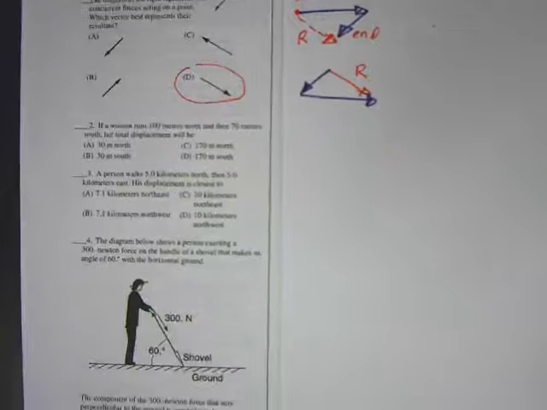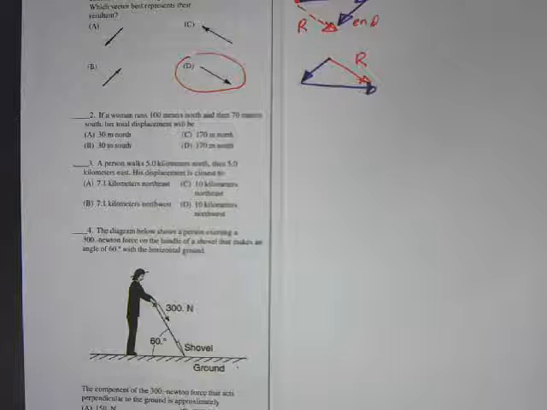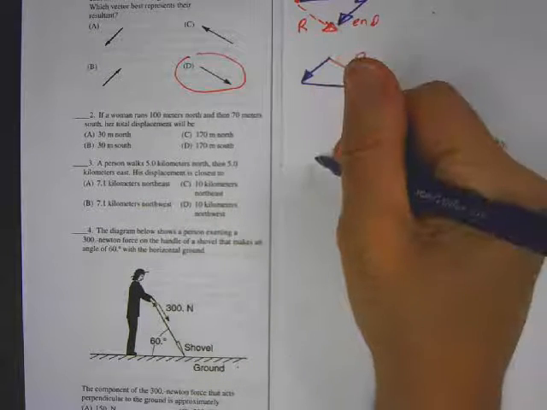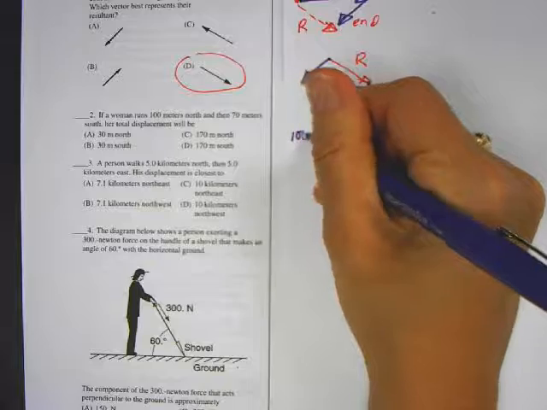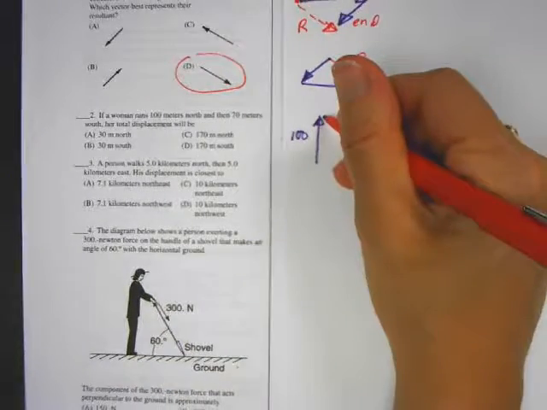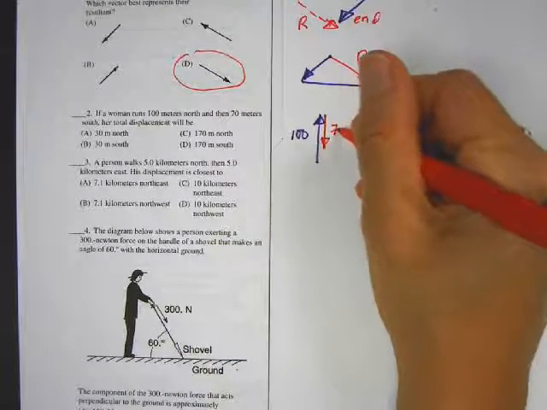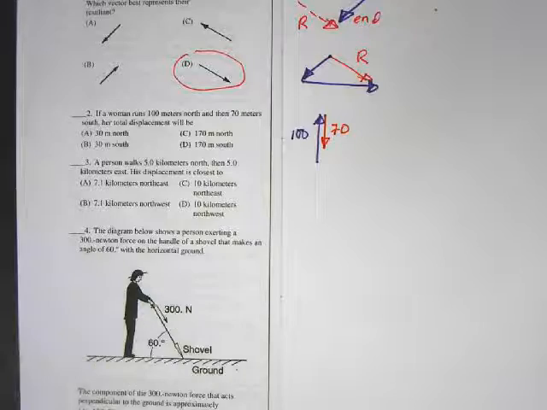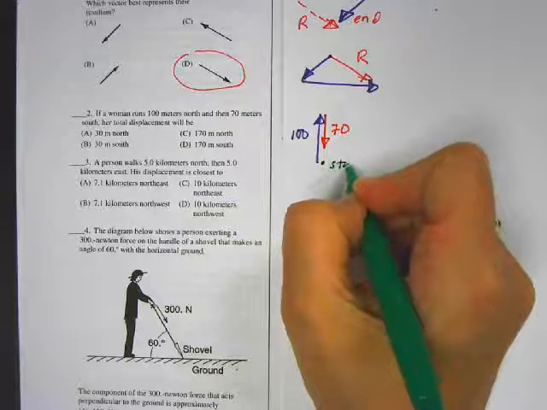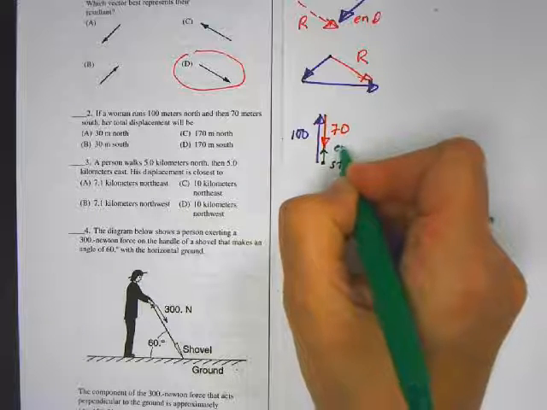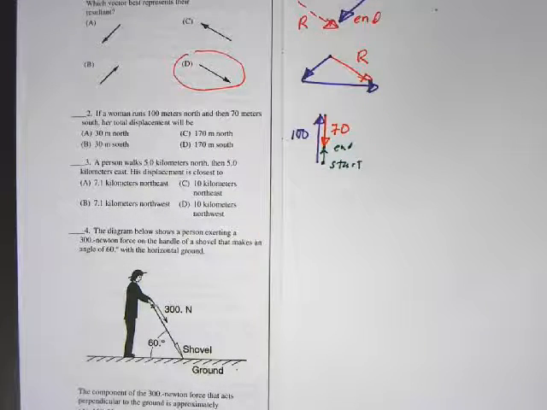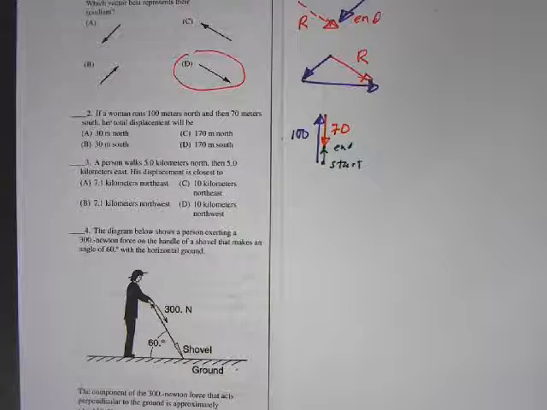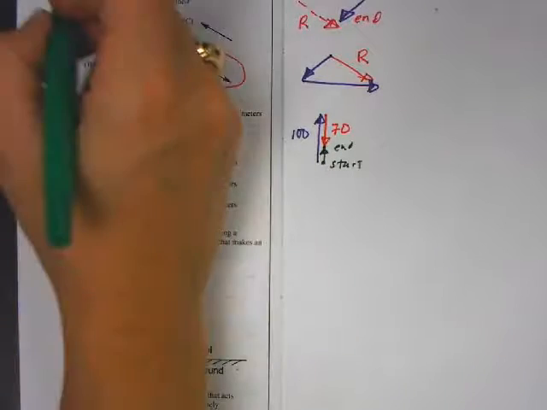All right, number 2. It says, if a woman runs 100 meters north and then 70 meters south, her total displacement. So I'm going to draw a picture. So this, let's say, is 100 north. From the head of this vector, I'm going to do the tail of the other. I'm just going to kind of do it side by side. That would be 70 south. And then my resultant is from where I start to where I end up, which would be right there, which would be 30. Because 100 minus 70 would be 30. And then you see how it's pointing up, so that's why it's 30 meters north. So this was D.